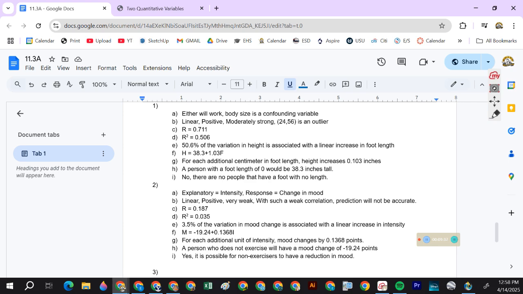Now, what if that number was 95%? Then we can very accurately predict your height using your foot length. What if that R squared value was 5%? Well, then your foot length would tell us almost nothing about your height. Does that make sense? So what are the bounds on r squared? How big can it be? How small can it be?